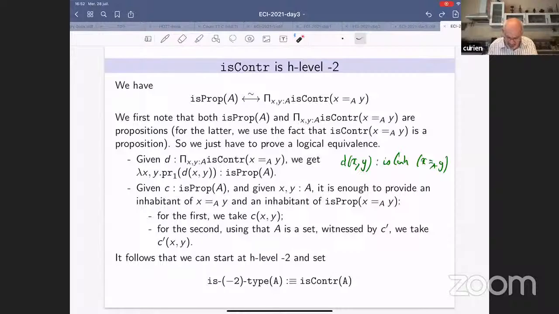what do I want to do? Here I wrote something stupid. I want an inhabitant of x equals y, and I want a proof that all the other inhabitants are equal. So forget about this. This is terribly stupid. Let me check. So for the first thing that I need, it's easy because c being of type isProp A, if I apply it to x, y, I get a proof that x is equal to y. So I provided the first element here. So now what did I say here?